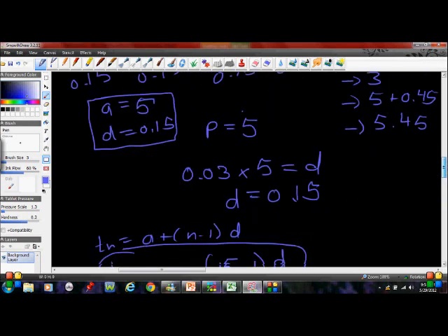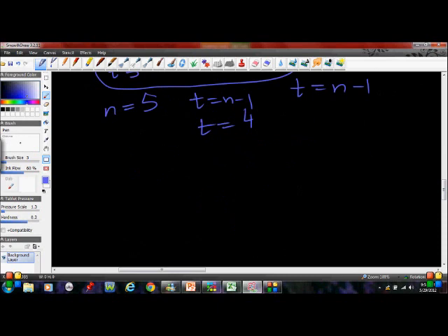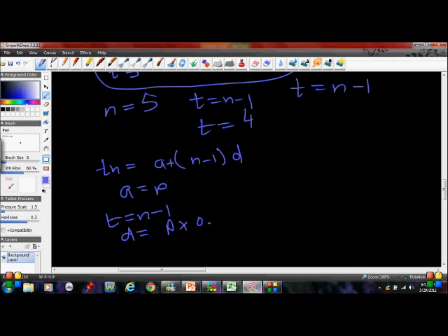If we just write it down now, we can say that the formula for an arithmetic series is Tn is equal to a plus (n minus 1) d, and we know that a is equal to p, and we know that n minus 1 is equal to t, and we know that d is equal to p times the percentage. So that's the only difference, pretty much. P times the percentage, so p times i over 100%, or you can just write r. P times r.